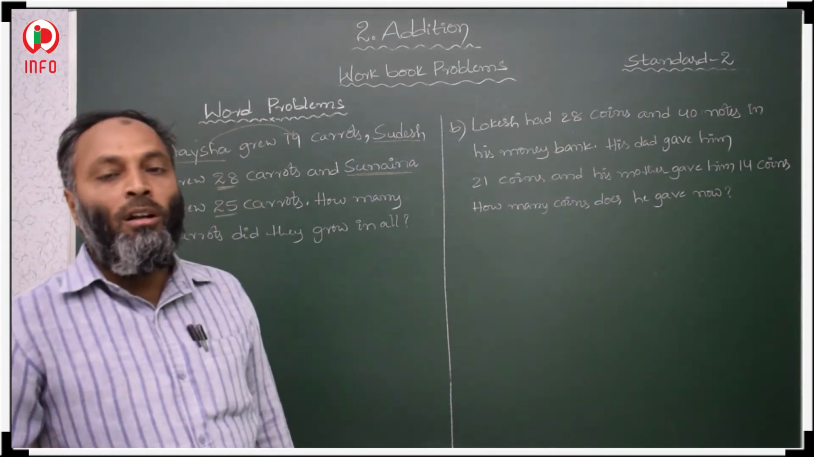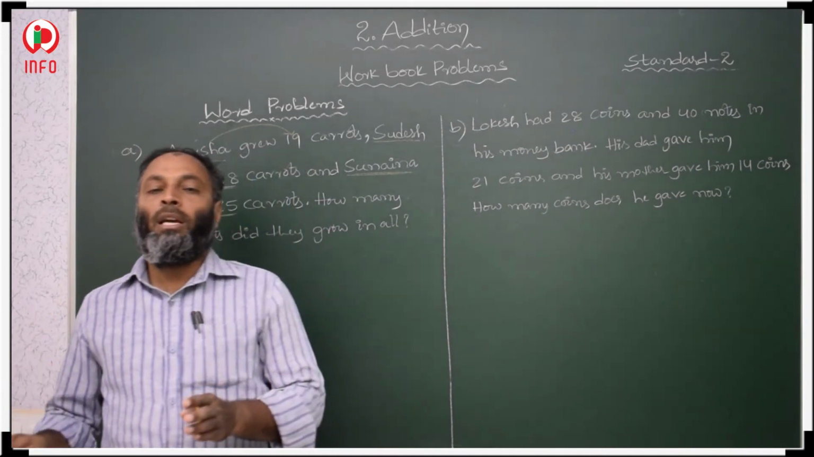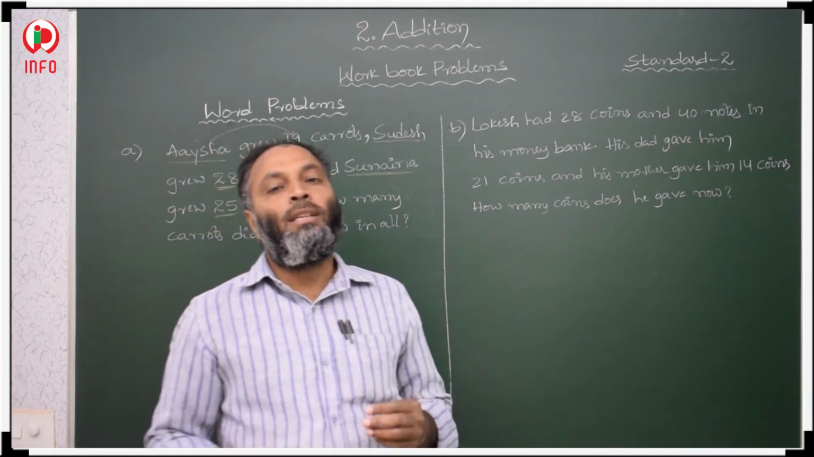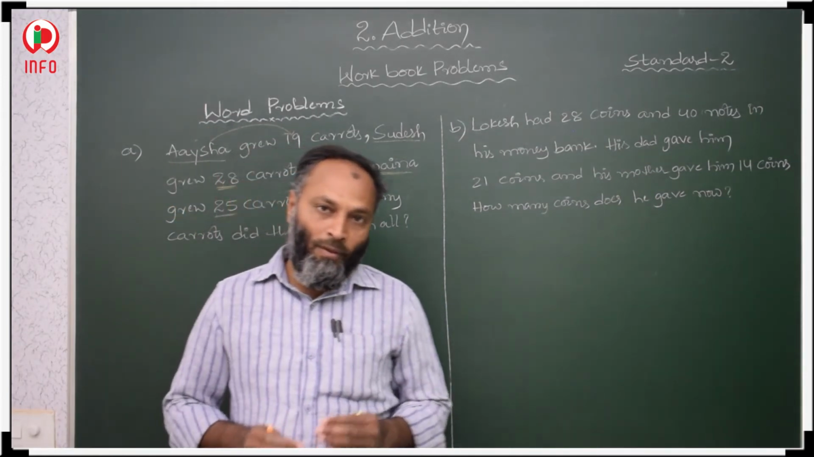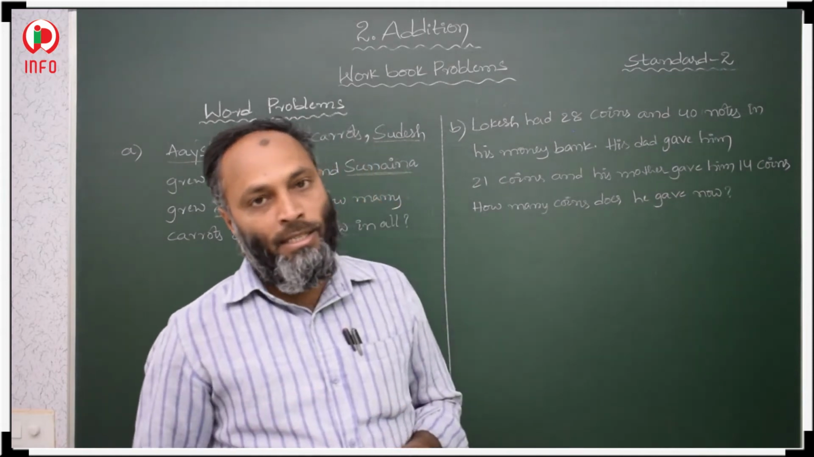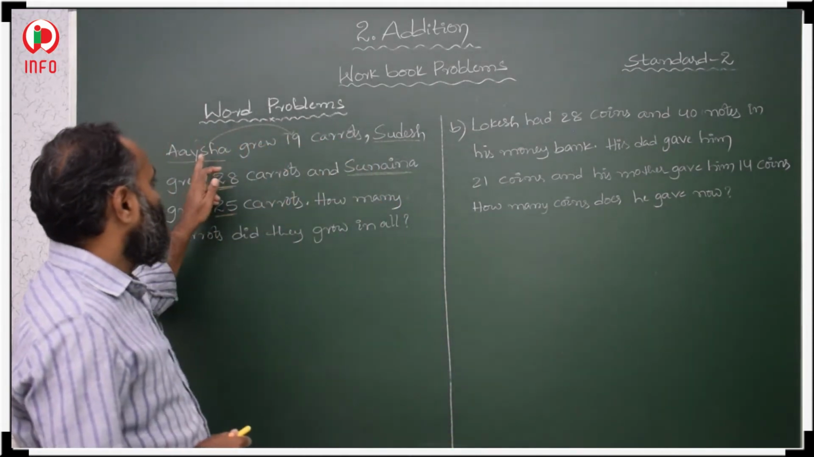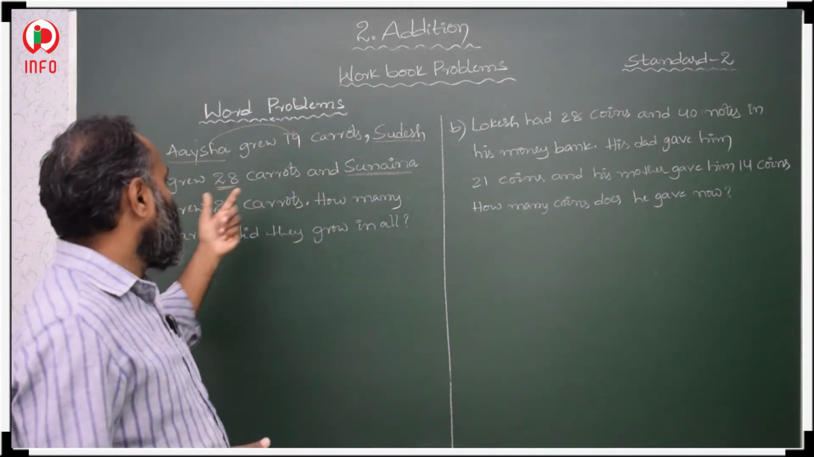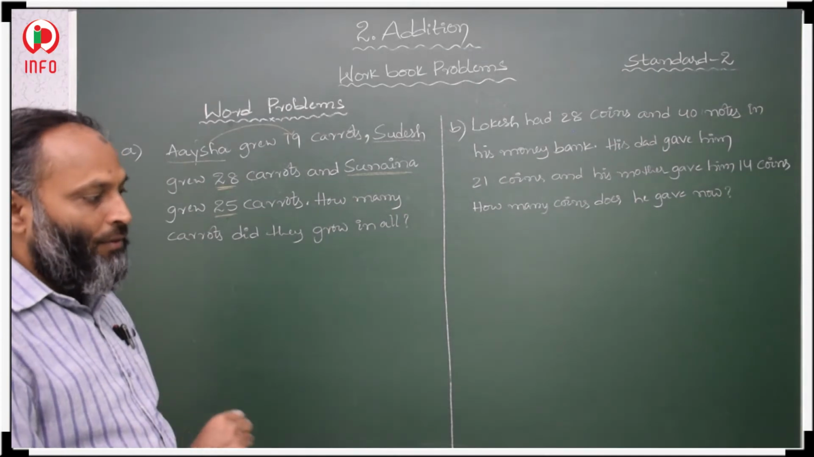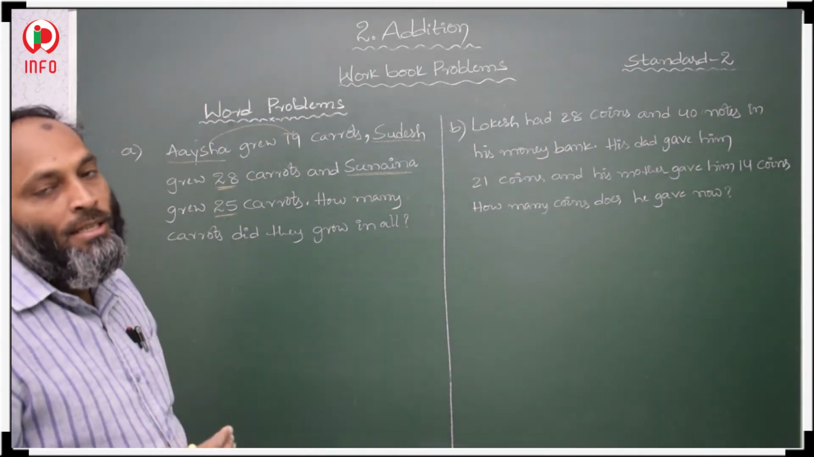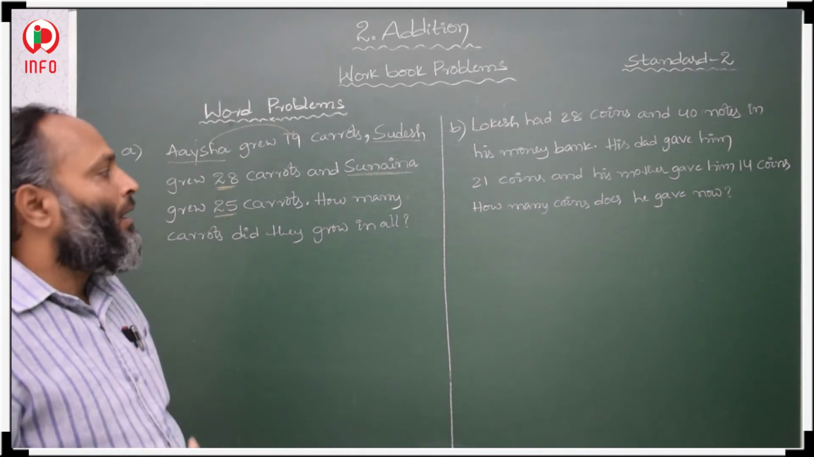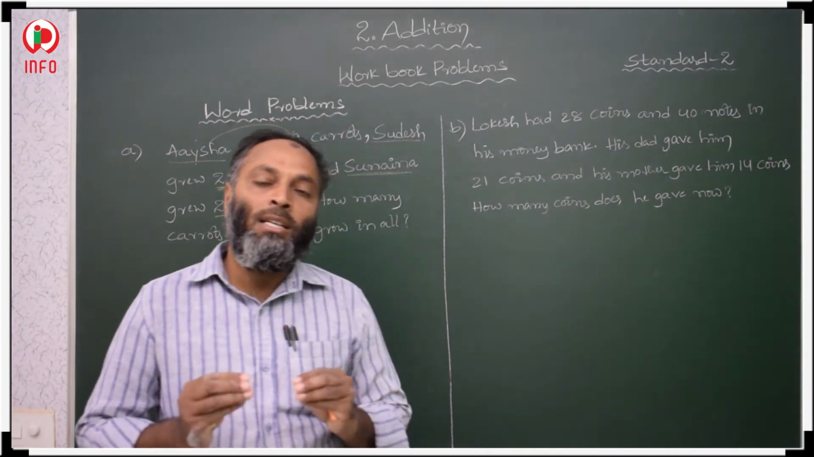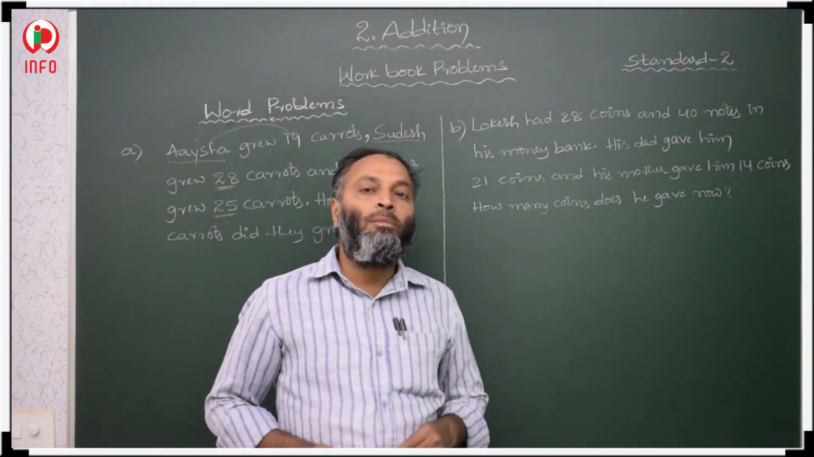So then total in all, so all the 3 members, how many carrots did they grow? So he is asking total. Whenever total he is asking, we have to add. We have to add all the carrots. First one is the number of carrots Aisha gave, the number of carrots Sudesh gave, and the number of carrots Sunaina gave. Then after that we have to find the sum. Find the sum of all the 3 members' carrots. Then whatever is the answer, that is your answer. Total carrots, all the 3 members they grow.